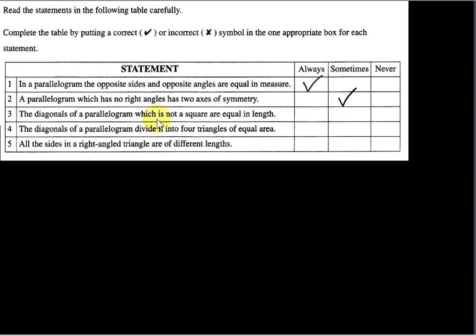The diagonals of a parallelogram which is not a square are equal in length. Well, this parallelogram is certainly not a square, and we can see that the diagonals certainly don't look the same. This side here is longer than this side here. We can see that this angle here is larger than this angle here. So if we look at this triangle, we see that this diagonal of the parallelogram is opposite this angle in this purple triangle.